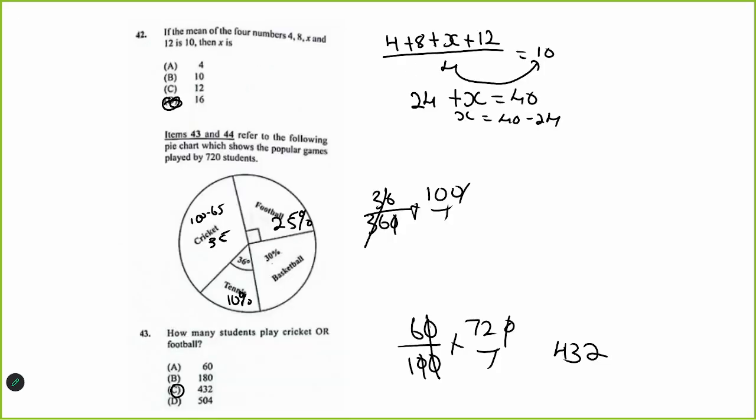A student is picked at random from the group. What is the probability that the student plays neither tennis nor football? Right? Tennis nor football. So tennis and football makes up 35%, right? So who does not play would be 100 minus 35, which is 65. So that's 65 over 100. Divide this by 5, divide this by 5, and you will get 13 over 20. Right? So D is the answer.